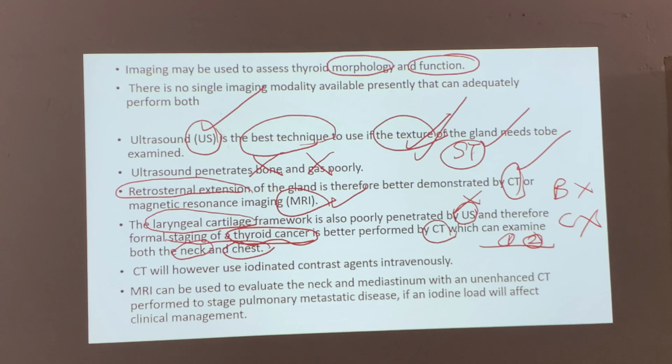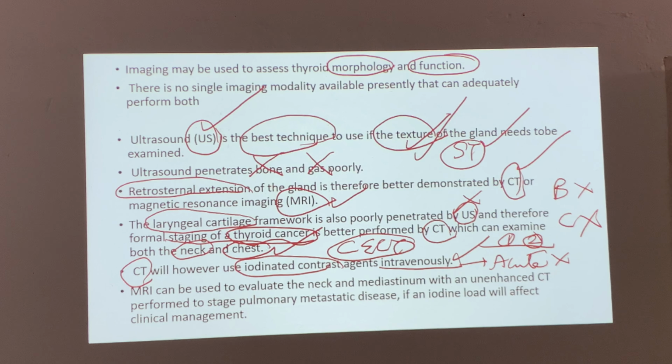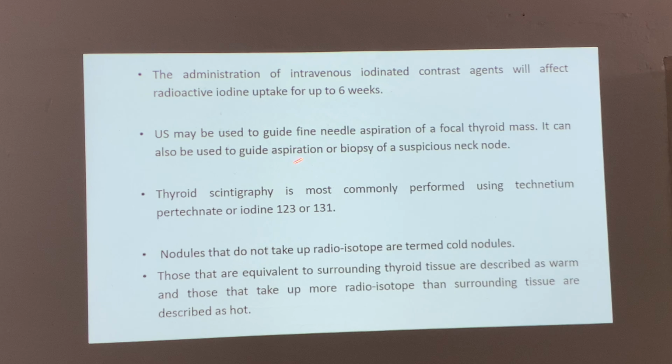But there is one problem with the CT, wherein the iodinated contrast, CECT, cannot be given intravenously for every case, as it can lead to acute toxicity, so it is contraindicated in some cases. In that situation, MRI is helpful to evaluate the neck and also the mediastinum, and along with that an unenhanced CT scan can be performed. For what? CT chest can be performed for pulmonary metastasis, that is lung metastasis, if we think that the iodine load is going to affect the management. The administration of IV iodinated contrast agents will affect radioactive iodine uptake for up to 6 weeks.